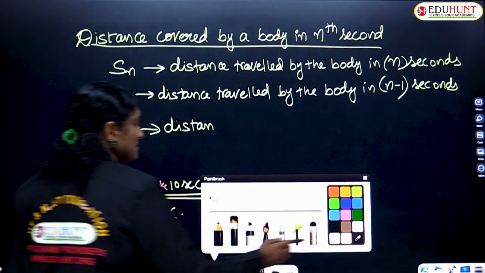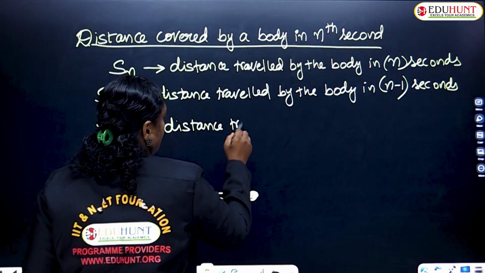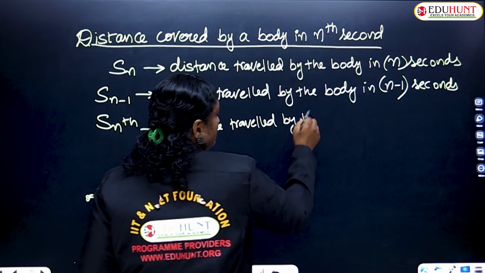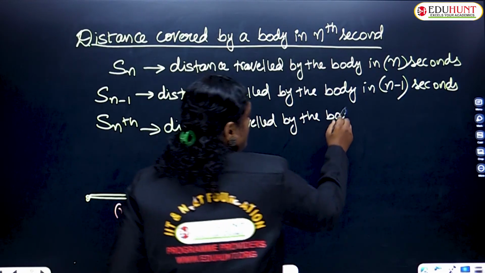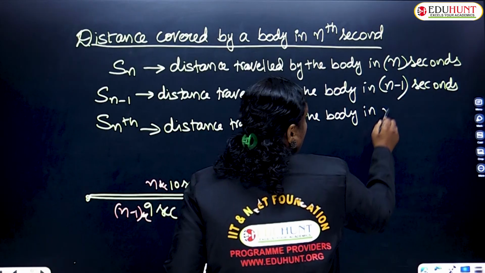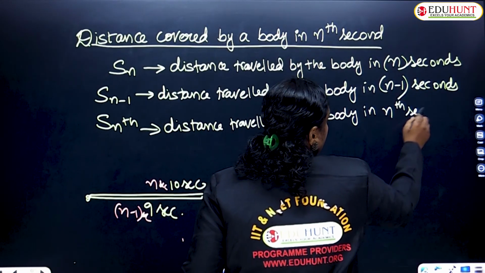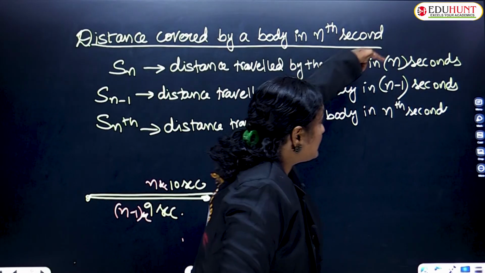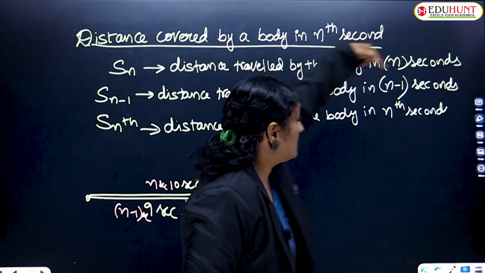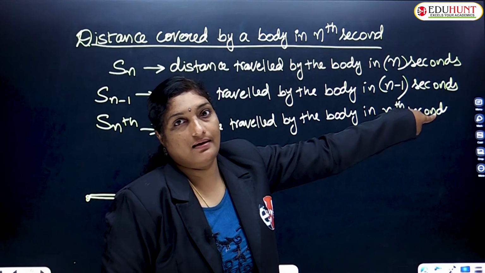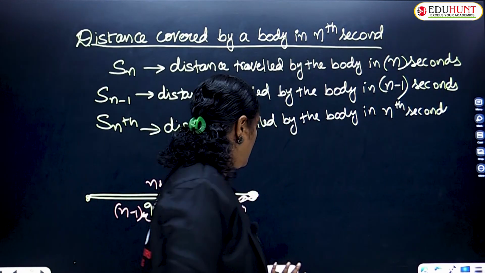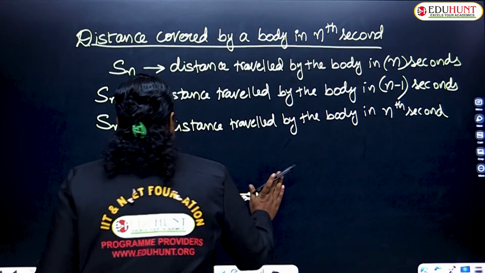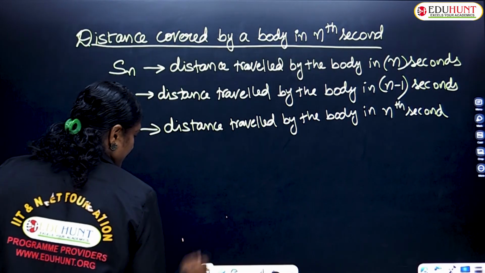So the distance traveled by the body in the nth second. Children, it makes a lot of difference. This is n number of seconds, this is the nth second. Makes a lot of difference, children. N number of seconds and nth second. So let us try to understand this.